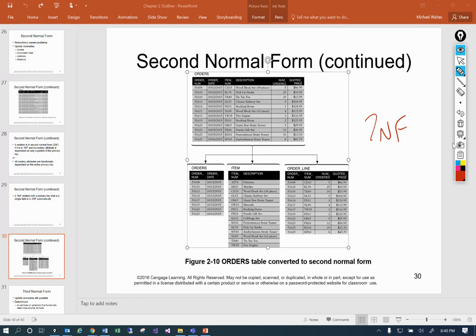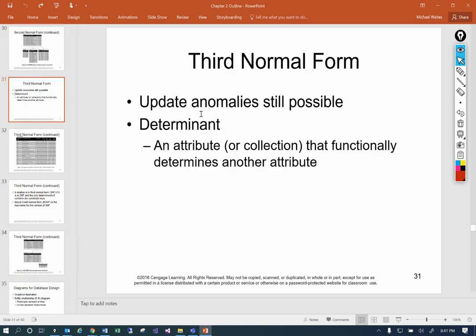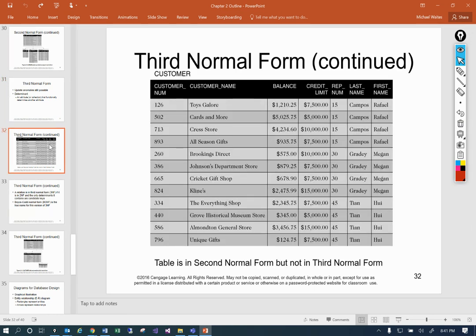All right. Clear. Back to my mouse here. So then what is third normal form? Now we're going to, so update anomaly still possible. It's determinant, an attribute or a collection that functionally determines another attribute. So what does that mean? All right, so let's look at this table. This is in second normal form, but not in third normal form.